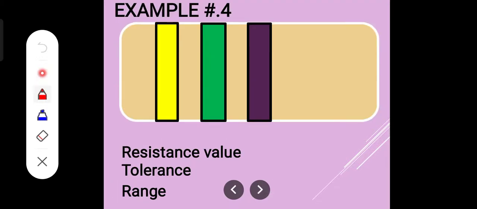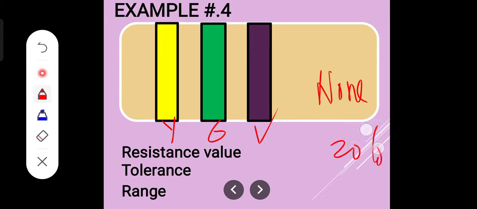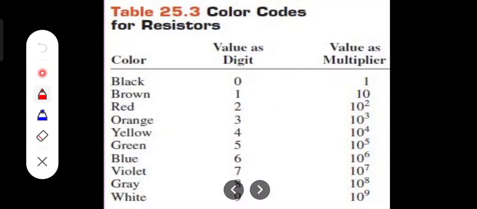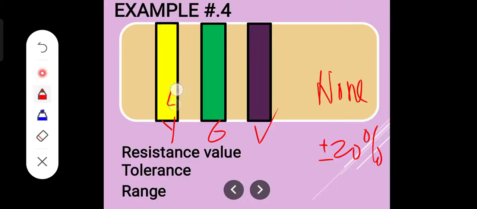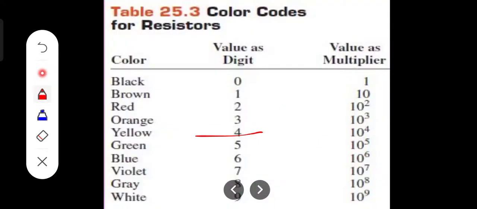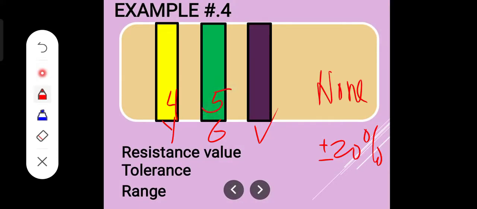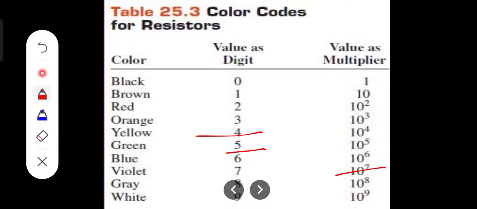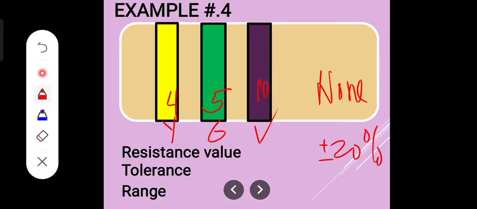So last example is this one. We have here yellow, green, and violet. Okay, so in this portion, there is no band. Okay, pag no band, this is equivalent to positive, negative 20%. Okay, so digit of yellow is 4. So let's just write it in that part. Then we have green is 5. Then for violet again is 10 raised to 7. So we have 45 times 10 raised to 7.